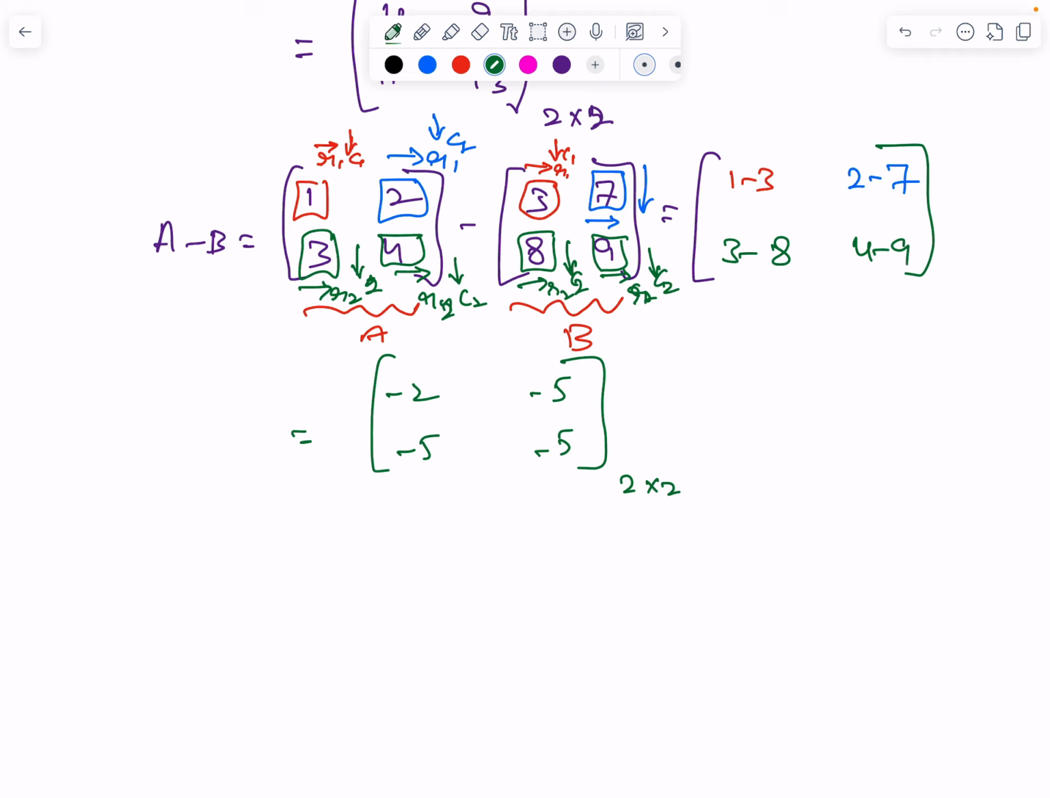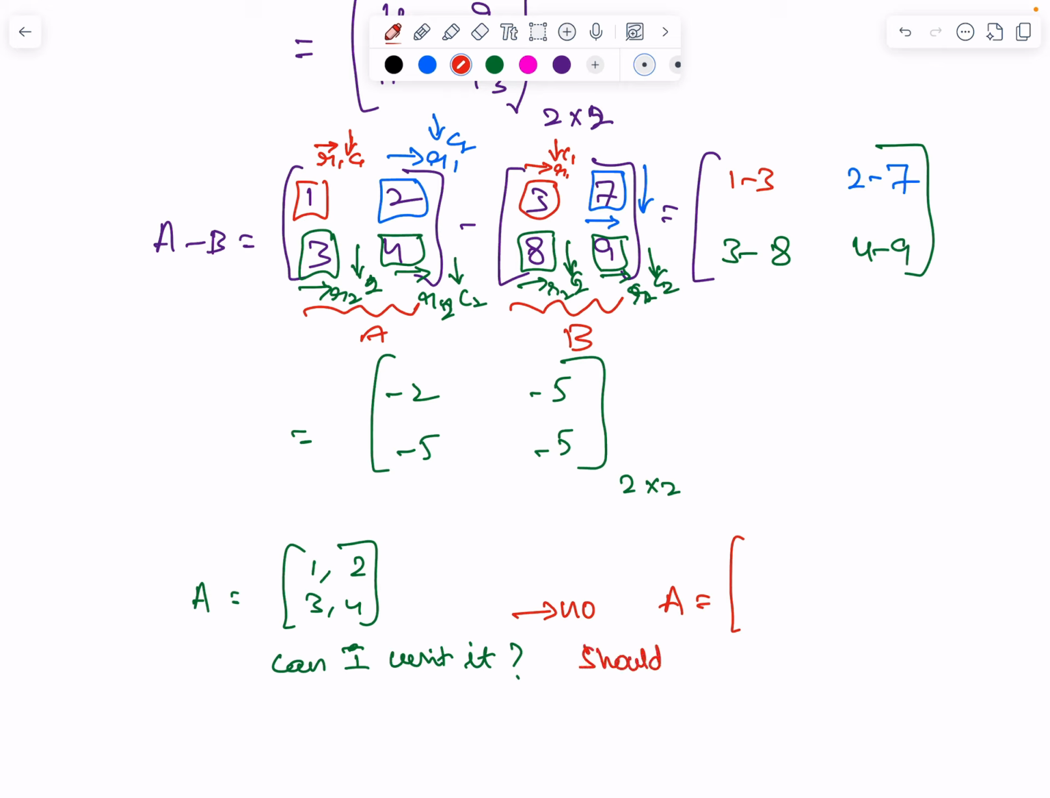Now, can you write matrix A is equal to 1, 2, 3, 4? Because I was trying to see, can I write it? Answer is no. You should not use any commas. Therefore, 1, 2, 3, 4.